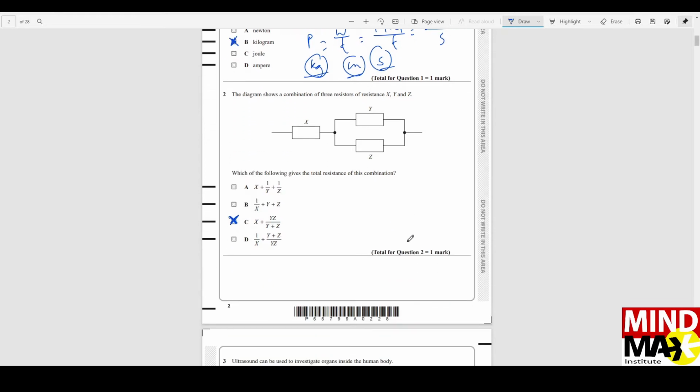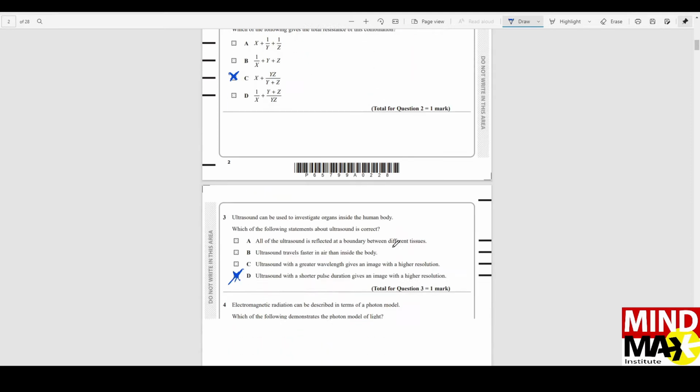Number two, it's basically a combination of series and parallel resistors. So y and z are in parallel, so we have to use the parallel combination formula, which is product by sum. So product is yz divided by sum is y plus z, and because this combination is in series with x, that's why you add it with x. So x plus yz by y plus z.